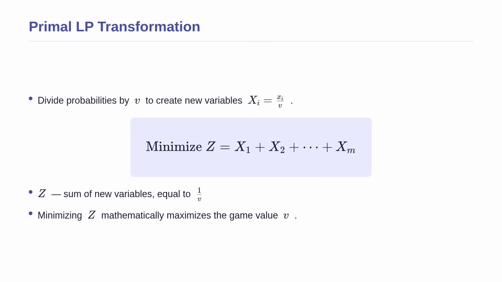Player 1 wants to make the game value v as large as possible. Mathematically, making a positive number as large as possible is the exact same thing as making its reciprocal as small as possible. Therefore, our objective becomes minimizing z.